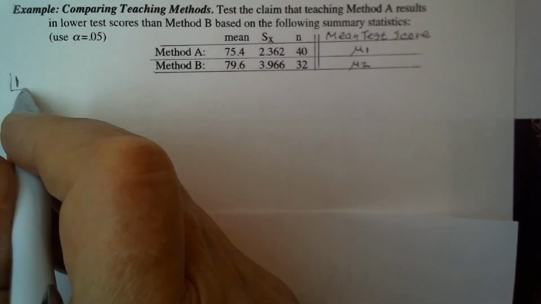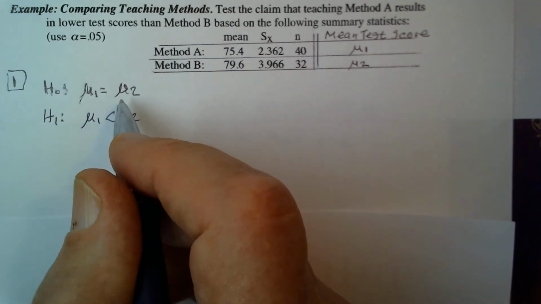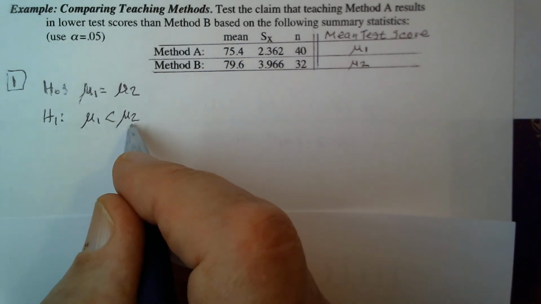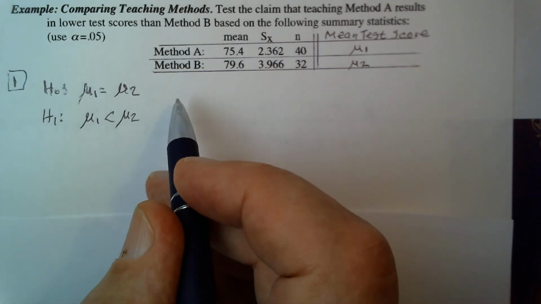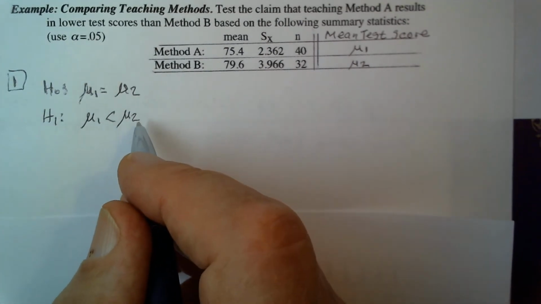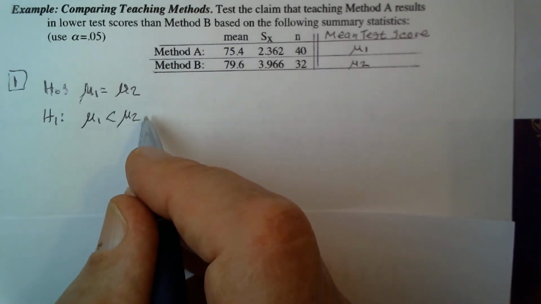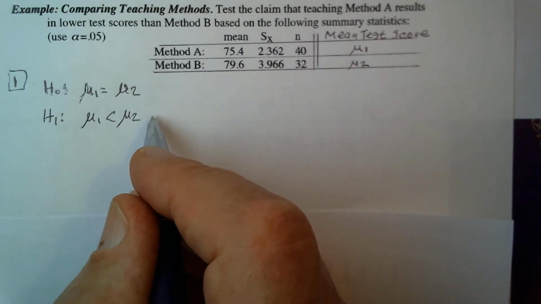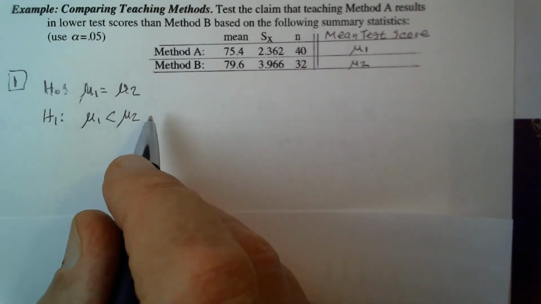So now we are ready to write our hypothesis. Step 1 is the hypothesis. So our null hypothesis is that mu sub 1 equals mu sub 2, and the alternative hypothesis is that mu sub 1 is less than mu sub 2, due to the problem statement. So that tells us we have a left tail distribution. So let's draw the t distribution and the rejection region and find the t critical value.